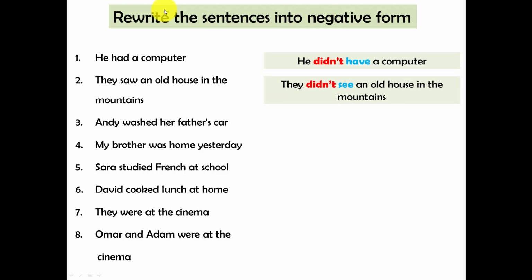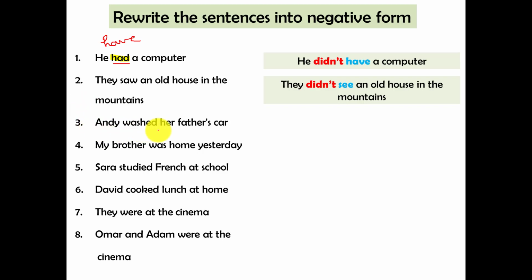So you see, whatever verbs we have, all we can do here is that we just add did plus not and we put the verb in its base form. For example, here had, the base form of had is have, is to have. Good job. Let's move to the next sentence, number 3.